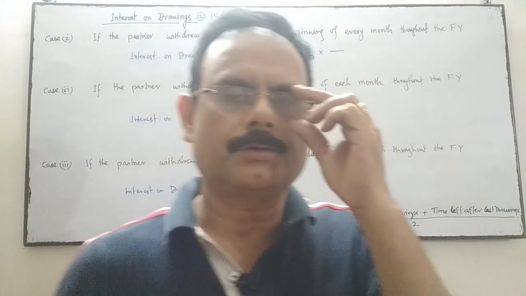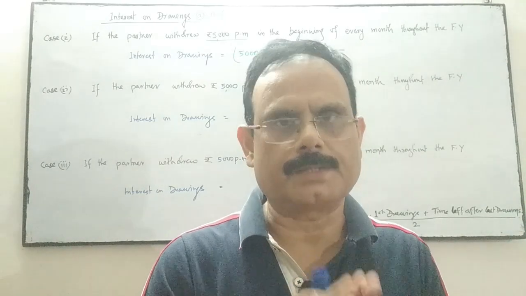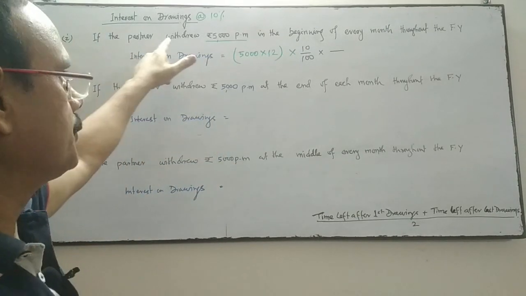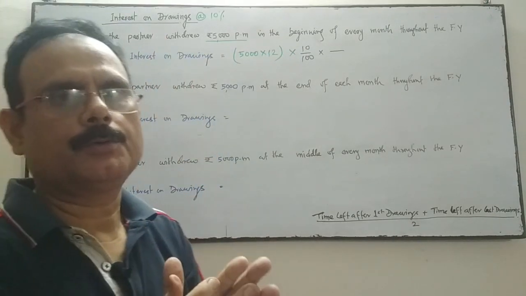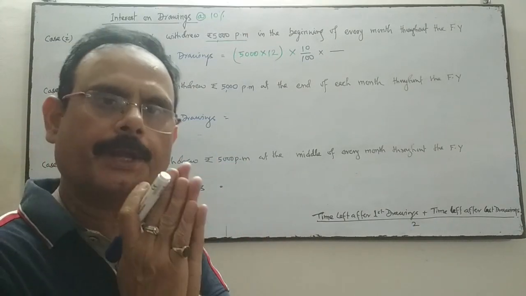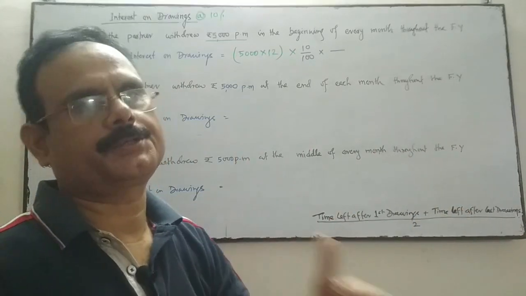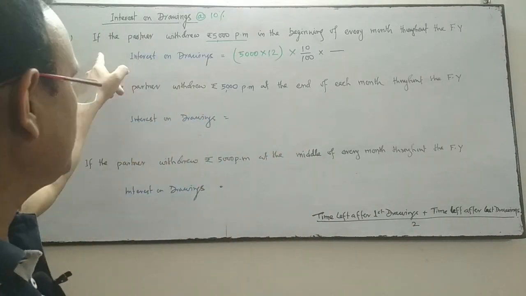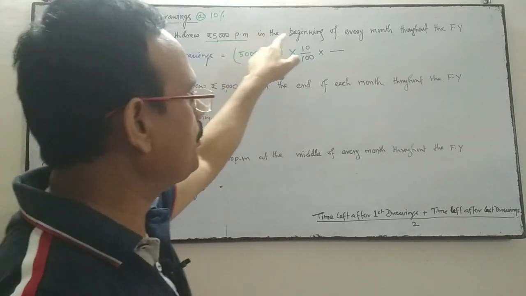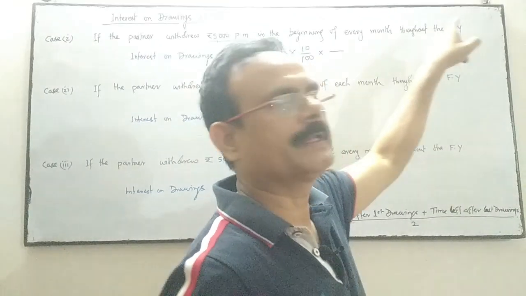Now, interest on drawing, calculation of interest on drawing under the various circumstances. First case, if the partner withdrew the same amount, means equal amount, at the first day of every month throughout the year, throughout the financial year. Suppose the partner withdrew 5,000 per month in the beginning of every month throughout the financial year.